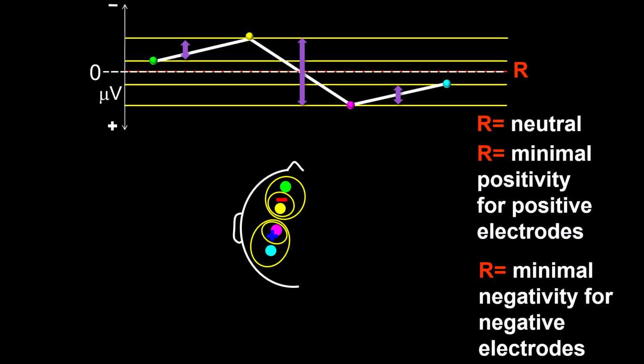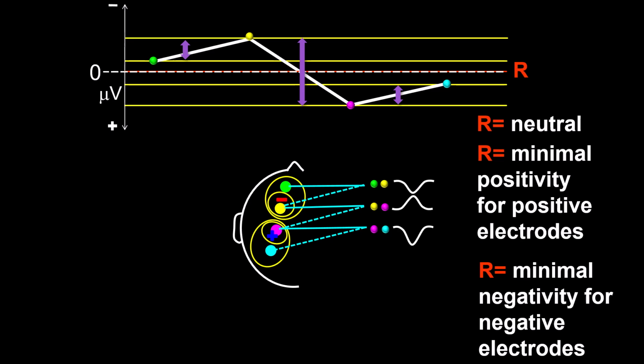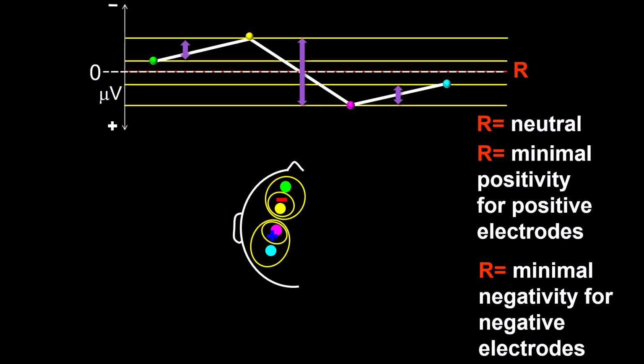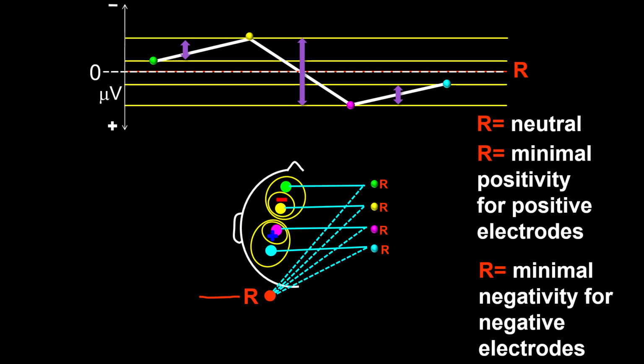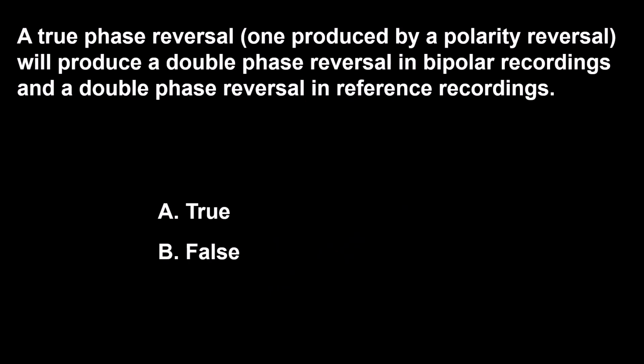I have included in this frame the isopotential map corresponding to the voltage graph. Were we to record this isopotential map using a bipolar recording, we would get a double phase reversal. On the other hand, were we to look at the same isopotential map using a referential, that is, a common electrode referential montage, we would get a single phase reversal. As you can see, in this phase reversal we have a large voltage gradient gap between the yellow and the magenta electrodes. So the answer to this question is false.